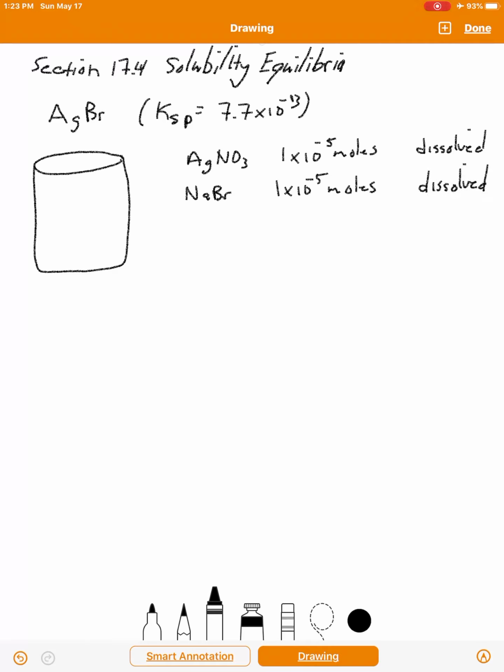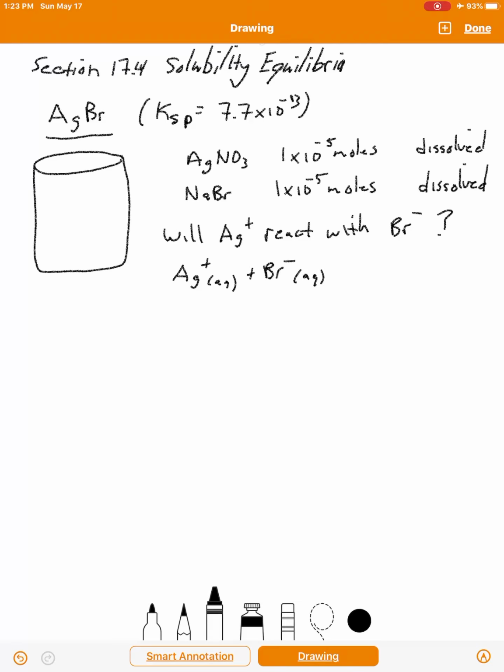And I ask myself, will there be a reaction? Will the silver ion react with the bromide ion? That's the question. We know that silver bromide has a pretty small solubility product, 10 to the negative 13. So the question then is, will these two ions react with each other to form a precipitate? If they did, the reaction would be silver ion plus bromide ion to form silver bromide. So we're not sure whether that's going to happen.